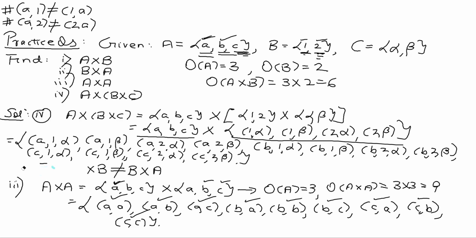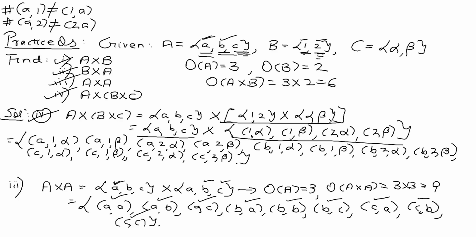I hope all students have understood the numerical example. We have found A cross B, we found B cross A. We found that A cross B is not equal to B cross A. We found A cross A, and right now this is nothing but A cross B cross C. First we find B cross C, then we further do it with A, and then we get this whole term. So I hope all students are clear with this.